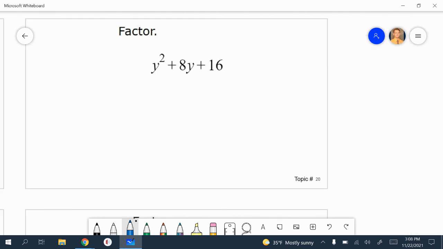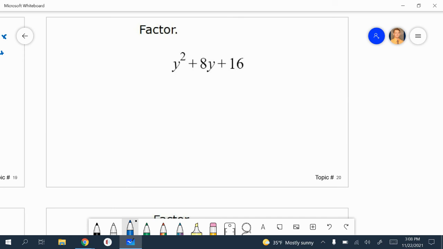Okay, topic number 20. Let's finish this up. So topic number 20 here, what am I factoring here? It looks like I went back to easier problems, honestly, because we don't have an A value anymore. But actually, this is like a special type of question. I can already tell 16 and 8, those are always some special numbers, but let's just see what happens here.